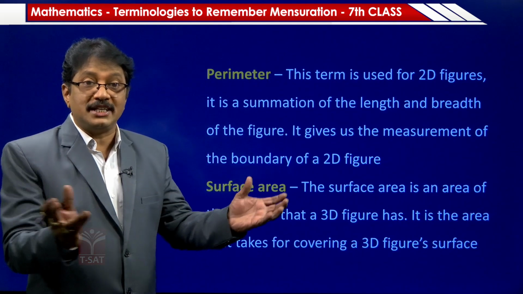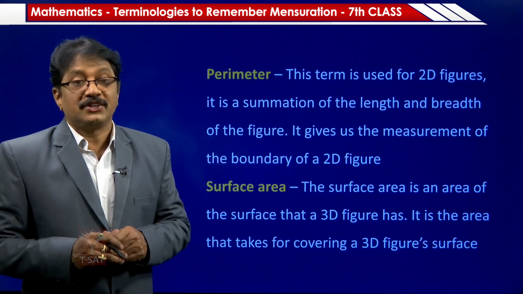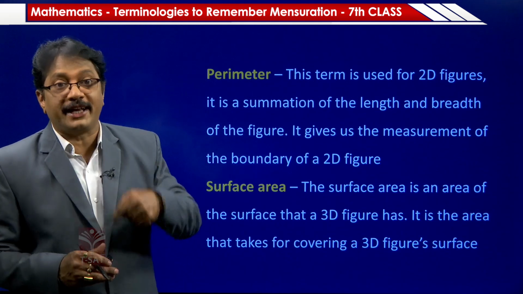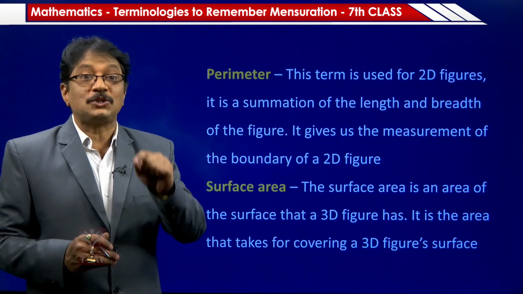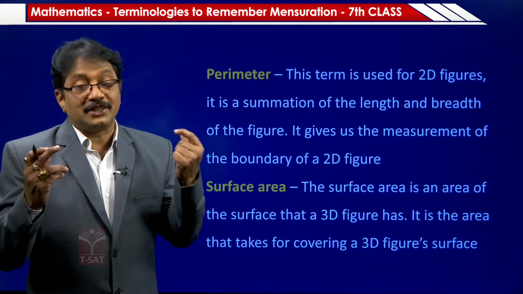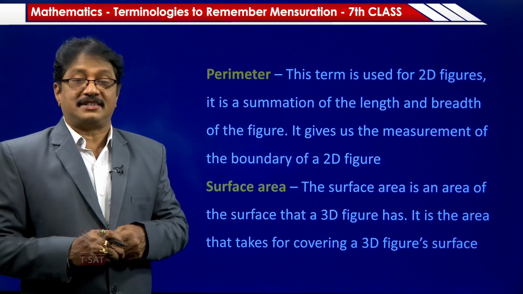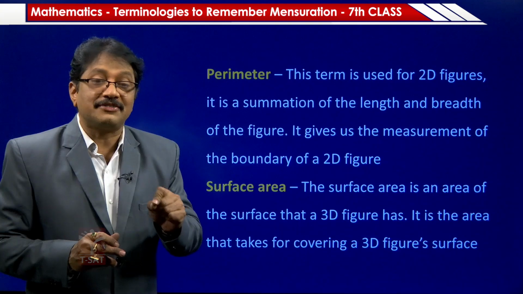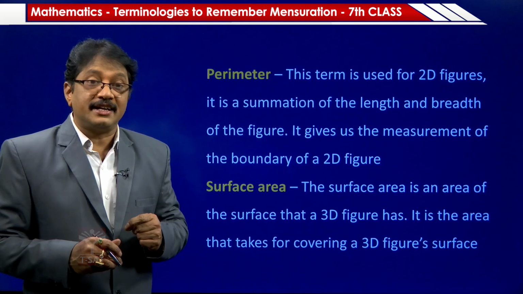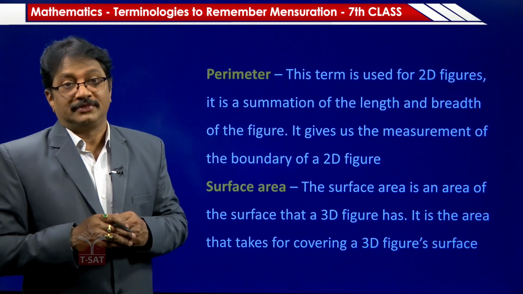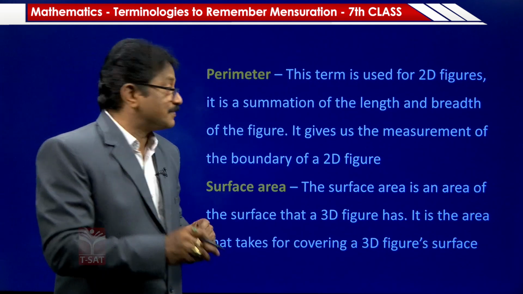When you consider only the sides of the 3D figure, it is considered a lateral surface area. When you consider top and bottom also, including top and bottom, that area should be considered a total surface area. Do you understand? When you consider only the side surfaces, that is called curved surface area or lateral surface area. When you consider top and bottom both, including these sides, that is called total surface area. This is very, very important.